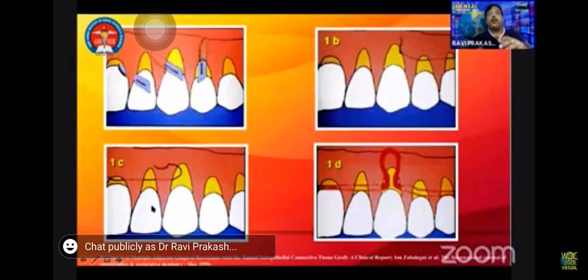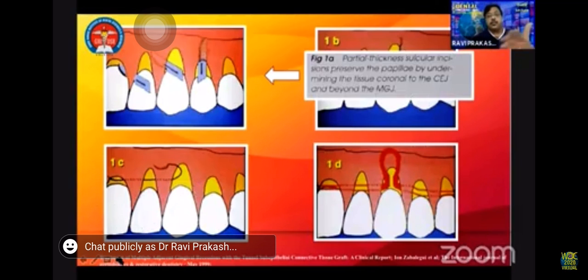In the schematic diagram, I will just try to explain how it is done. Then later I will discuss the case report. So first, a partial thickness circular incision is made when there are a large number of recessions. We just raise the partial thickness flap without involving the papilla. The papilla will be intact, and we just undermine the attached gingival area through the sulcus area.